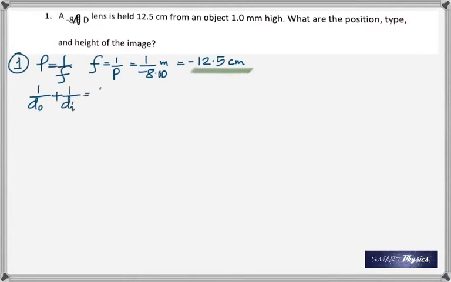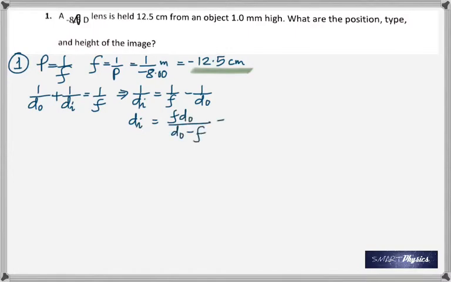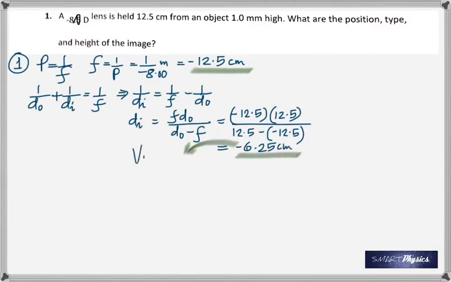The negative sign there shows that this is a diverging lens or a concave lens. And to find the position of the image, use the lens formula. DO is the object distance, DI is the image distance, and F is the focal length. We're looking for DI. You can substitute this directly into a calculator and get the answer, but I've just tried to make DI the subject. That gives minus 6.25 centimeter. The negative sign shows that it's a virtual image.